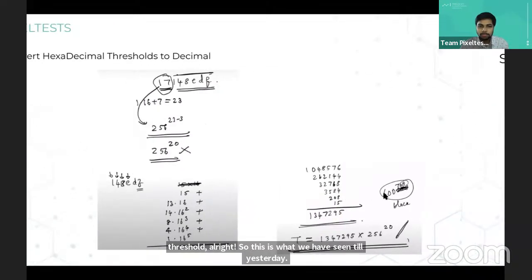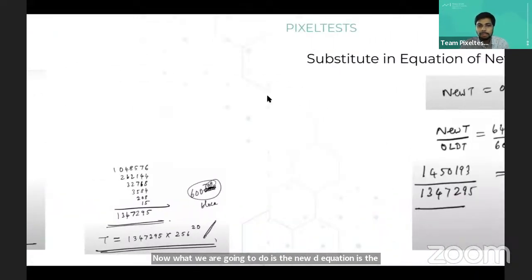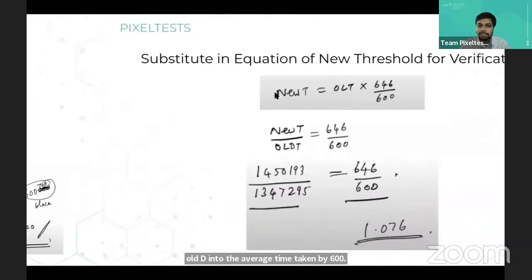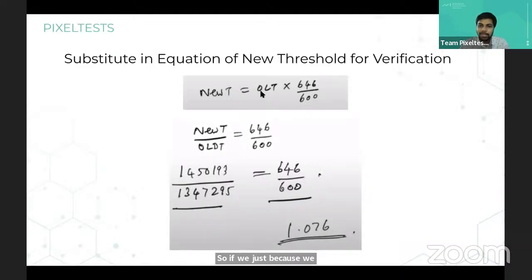Now what we are going to do is, the new T equation is the old T into the average time taken by 600. Because we have now new T and old T and the average time, if we bring the new T and the old T here, which becomes new T by old T, if both of this division and this division are equal, which means the new threshold value, this equation is proper. So now what they have done here is, the old threshold value was 1347295 into 256 power 20. The new threshold value is 1450193 into 256 power 20. So that gets cancelled out. So this is what is remaining.